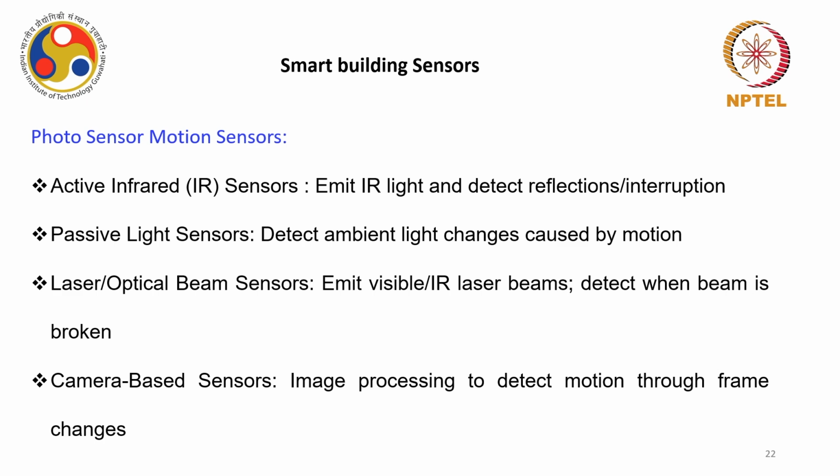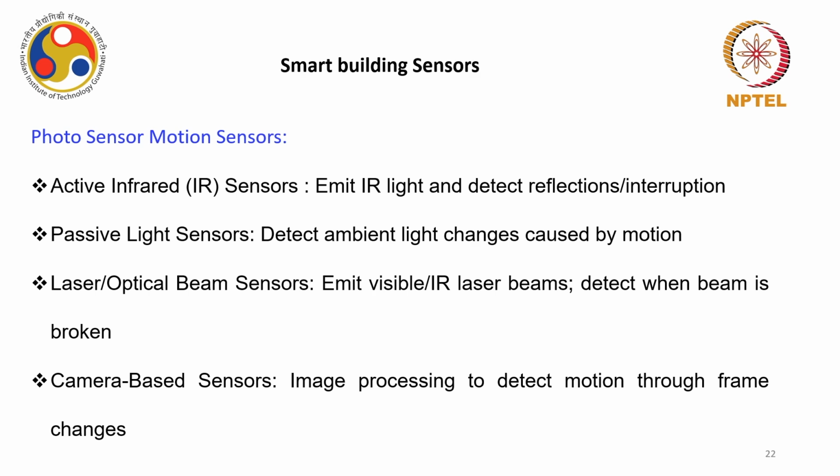So photo motion sensors, as we have talked, can be active IR sensors, or they can be passive light sensors. There are other varieties of photo motion sensors also, like laser beam or optical beam sensors, as well as camera beam sensors. Active infrared sensors emit IR light from the source, and the reflection or interruption of this light is detected by the receiver or the photo detector.